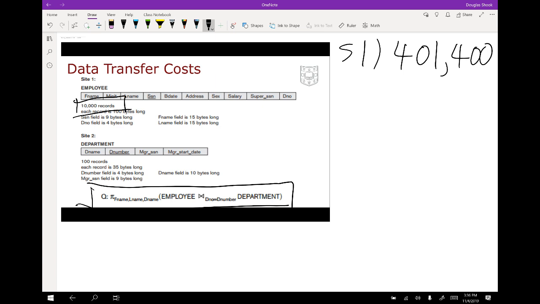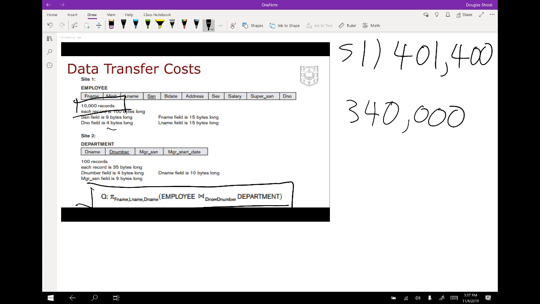So the only columns I need from the employee table, you just said, were the department number, the first name and the last name, correct? So department number is 4 bytes. First name is 15. Last name is 15. So that's 34 bytes. Correct? 34 bytes times 10,000 records. So that would be 340,000. That's just to send all of the relevant employee data to Site 2, correct? 340,000. I perform the join.